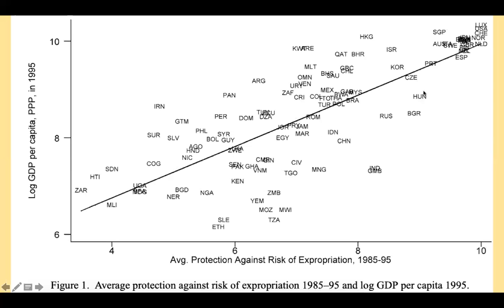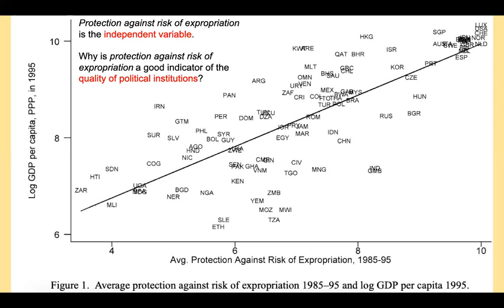And this is just a way to present a basic relationship that captures a lot of what I just discussed: that tendency for different types of institutions to present actors with different incentives, and for those different incentives to shape the development trajectory over the long term. And so I ask you a question here. Protection against risk of expropriation is the independent variable, and income per capita, or income per person, is the dependent variable. I want to ask you, why is protection against risk of expropriation a good indicator of the quality of political institutions? What does that tell us about the quality of political institutions that makes it a good indicator?